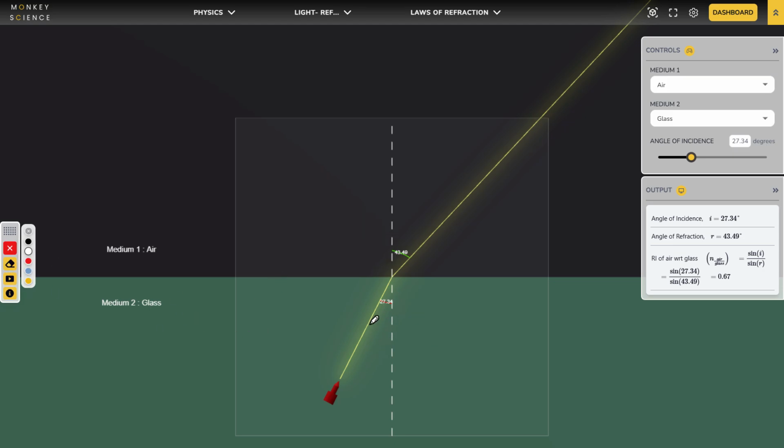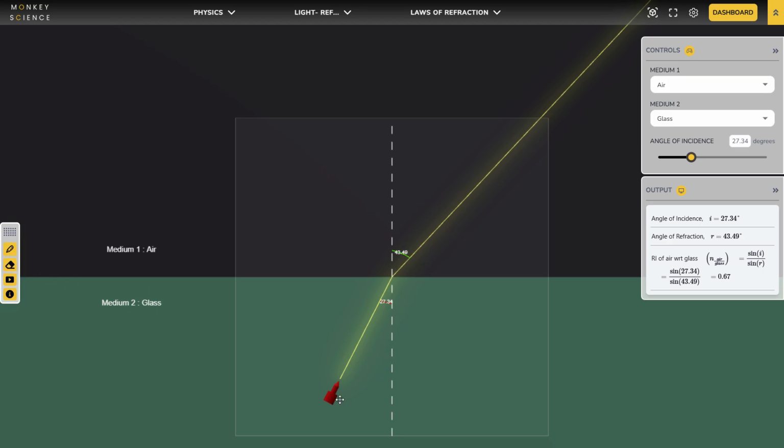So you see, this becomes our incident ray. Our point of incidence is still the same. And in absence of the change in medium, the ray would have traveled perfectly straight. Now since the normal is here, it is bending away from the normal. So you will see our angle of refraction is greater than the angle of incidence.